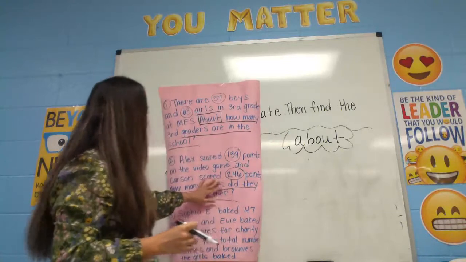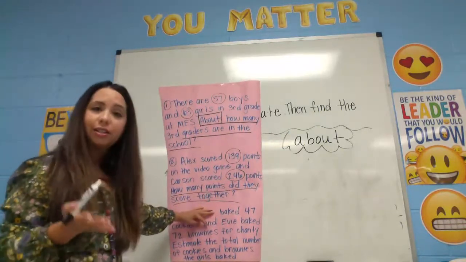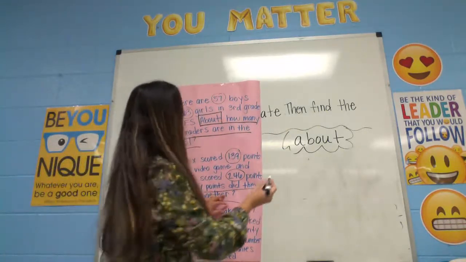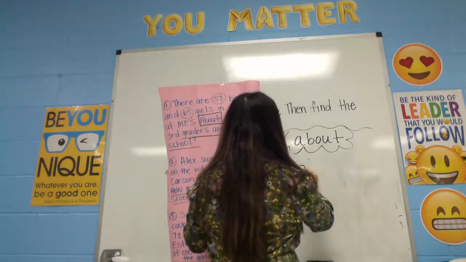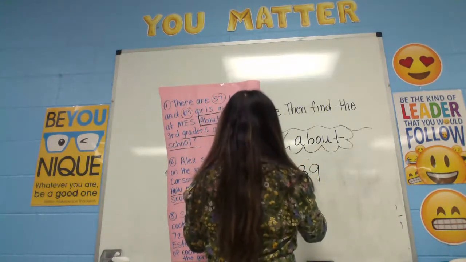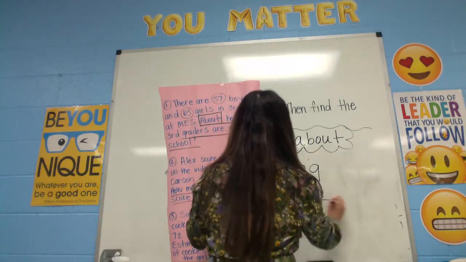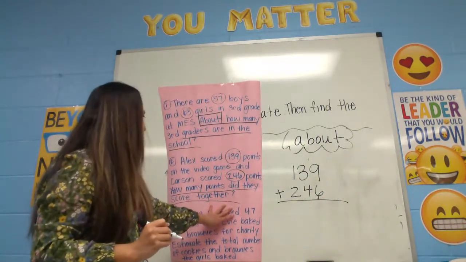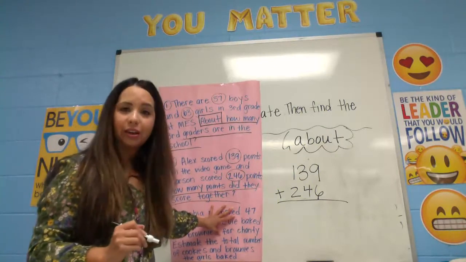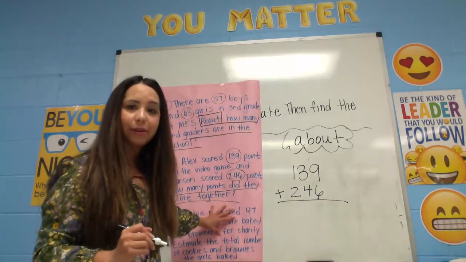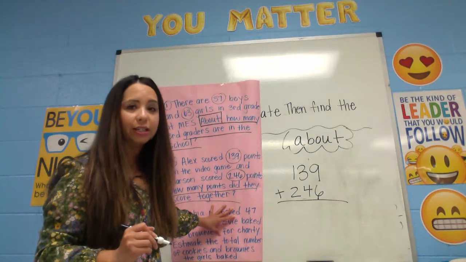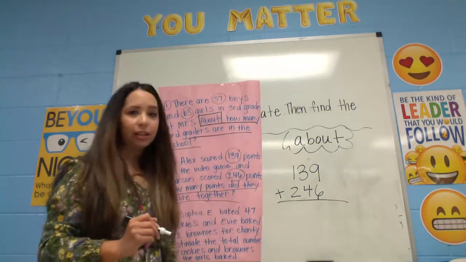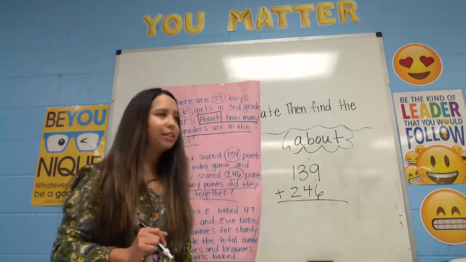So we are going to just get the exact answer. So let me set up the problem. 139 plus 246. All right, let's get our total. Because again, y'all, it says how many points did they score together. It did not say estimate, and there is no clue word that says about. So we are just getting the exact answer, the exact total.